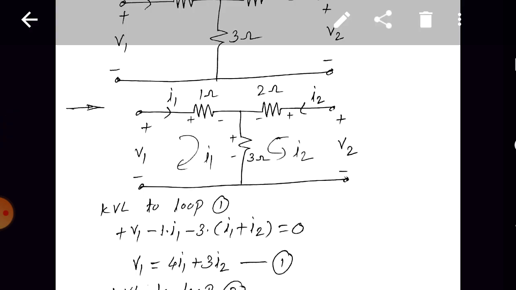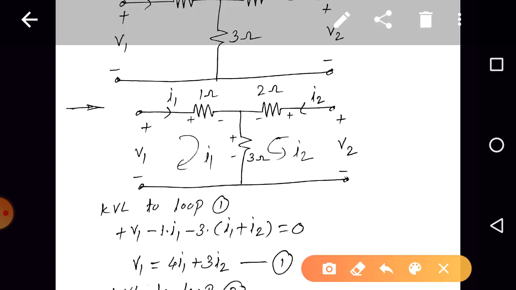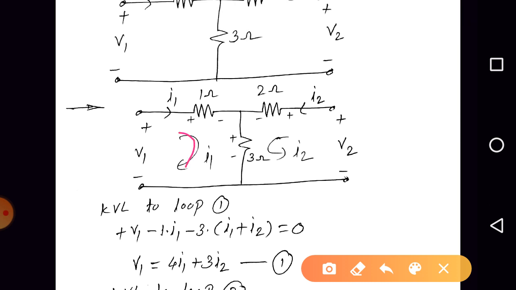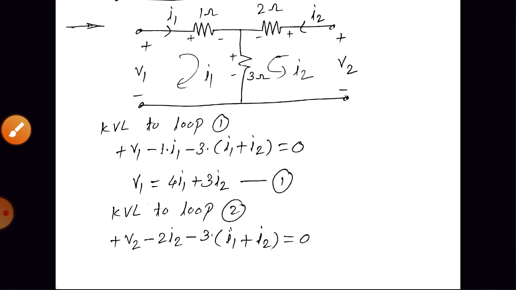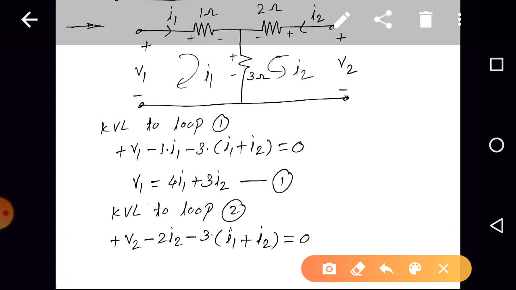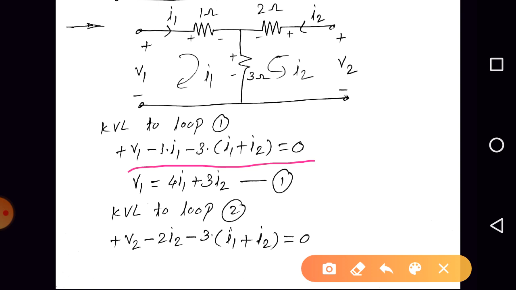Okay, so here, consider the loop currents I1 and I2. Now can we apply KVL to loop 1? Yes, it is plus V1 minus 1 into I1 minus 3 into (I1 plus I2) is equal to 0, right? So therefore V1 is equal to 4I1 plus 3I2, right? This is the expression for V1 in terms of I1 and I2, but we require the expression for V1 in terms of V2 and minus I2, which means we need to replace this I1.